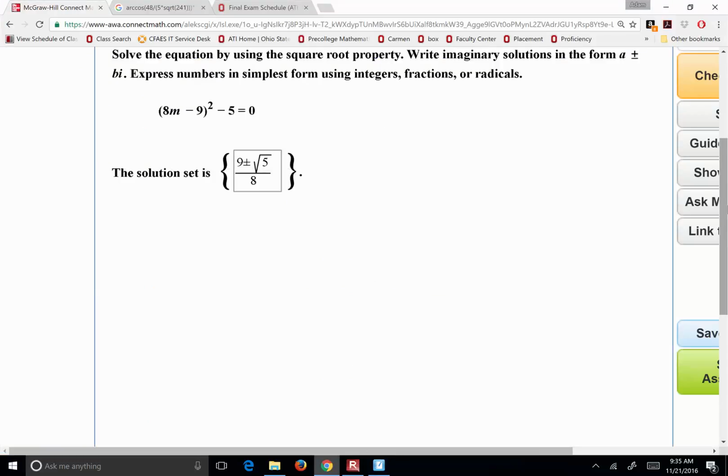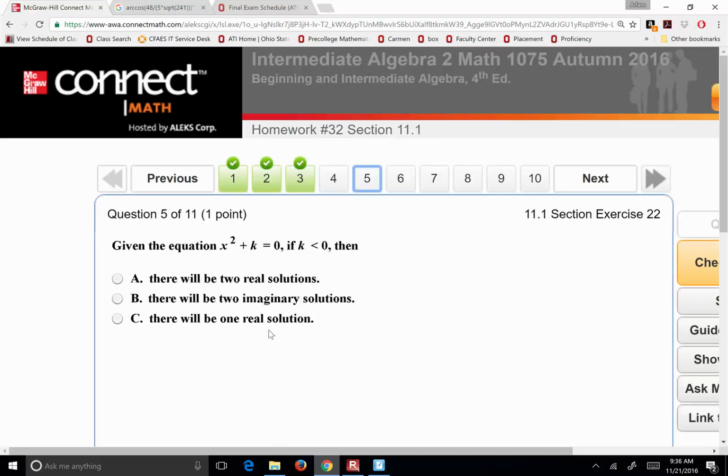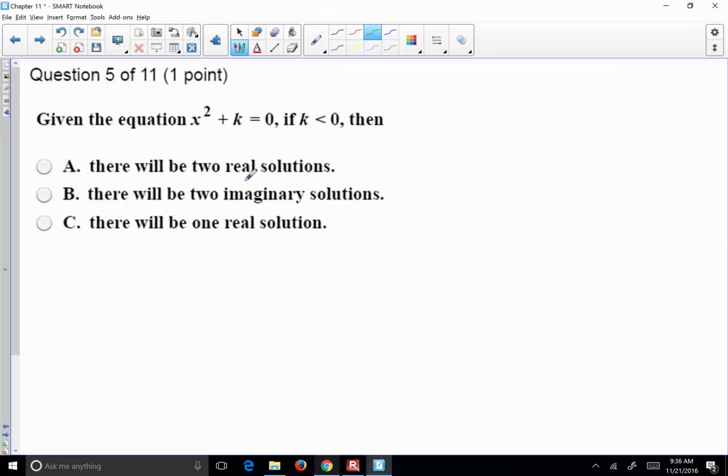Alright, we're skipping number 4. Very similar to number 3. I'm leaving that to you. Number 5 is a multiple choice question. You just need to answer how many solutions you expect to get from this question. You can have 2 real numbers, you can have 2 complex solutions with i's, or you have only 1 real solution.